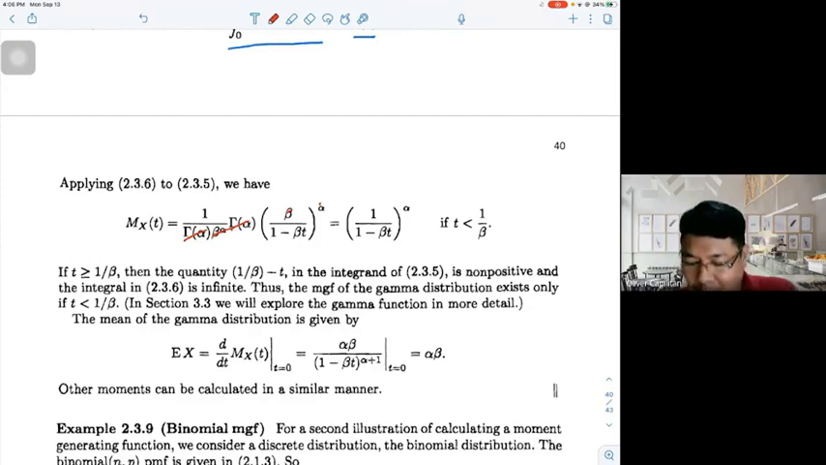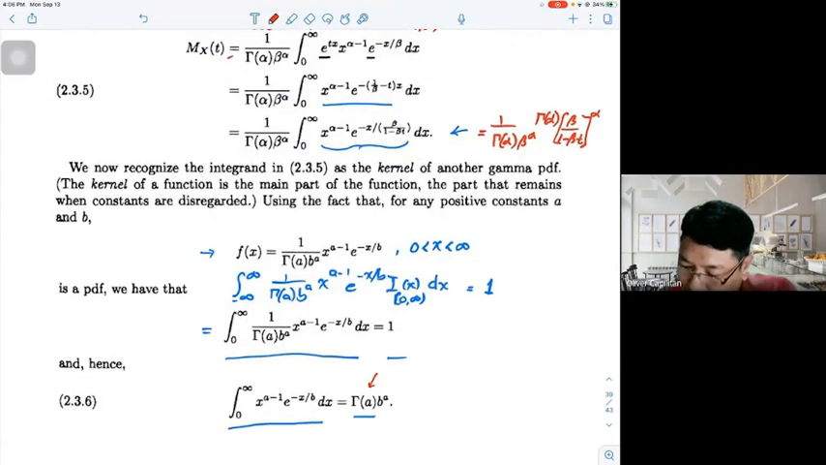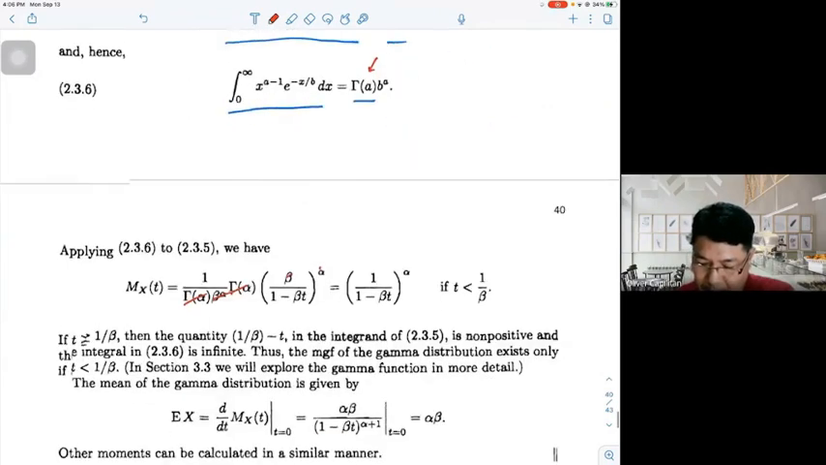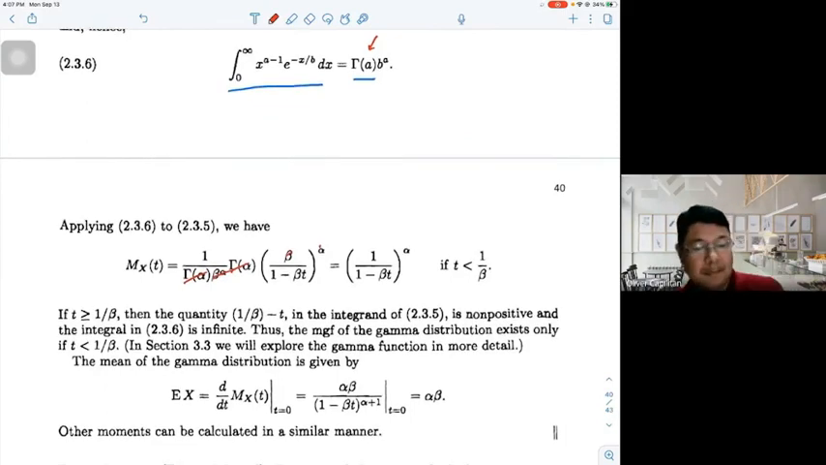And then if we take here t to be less than 1 over beta. Okay, since we know, itong part na to, ito yung beta natin, ito yung b, it should be greater than 0. So yung part na yan would be greater than 0. That is why 1 minus b. Okay.